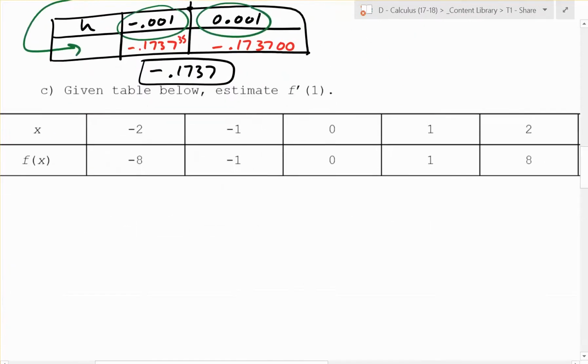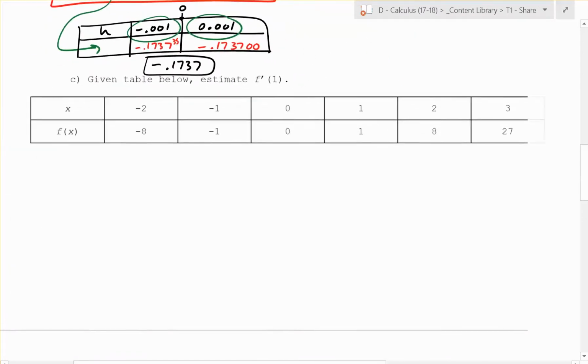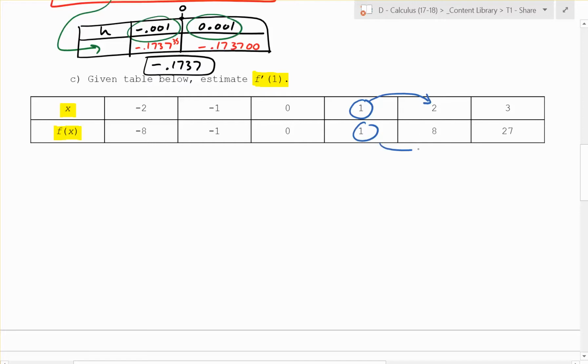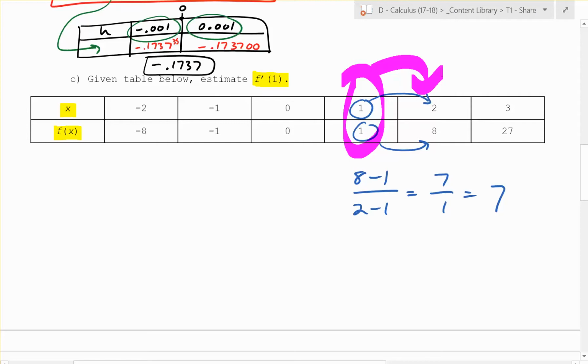So you could be given a table, though, to find the instantaneous rate of change. So if I asked you for the instantaneous rate of change of this function, now the function isn't given, you're just given the x value and the y value. If you want to find the instantaneous rate of change at x equals 1, you're looking for just the next point to run that slope, the next point. So it's going to be 8 minus 1 over 2 minus 1 is 7 over 1, which is 7. So if you want the instantaneous rate of change at a certain x value, you go to the next one and run the slope there.